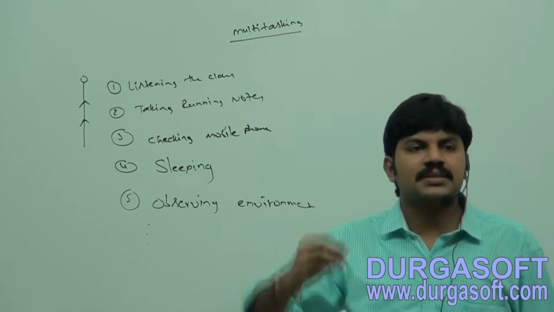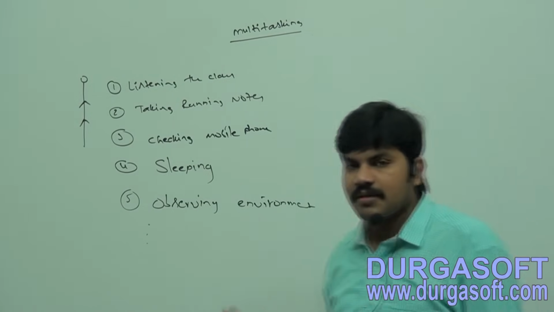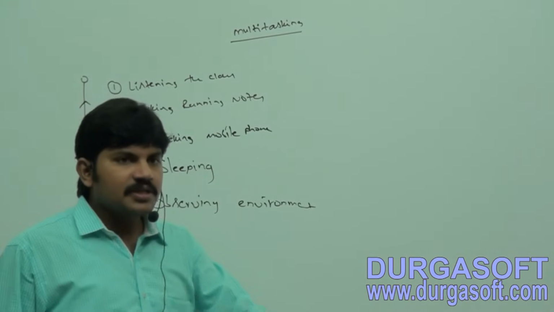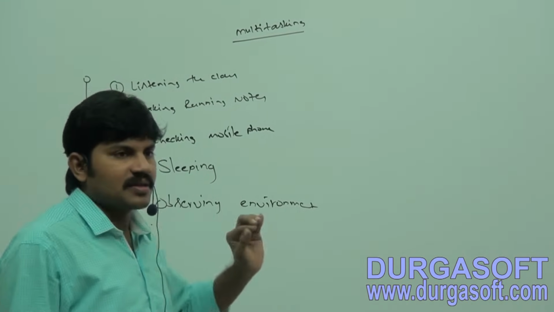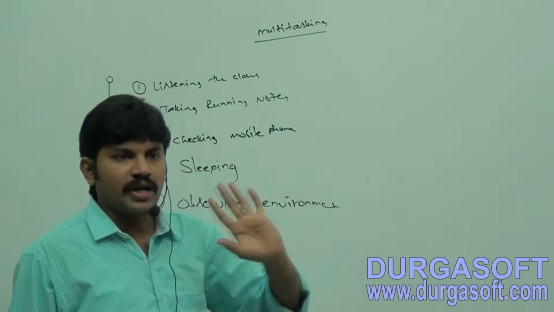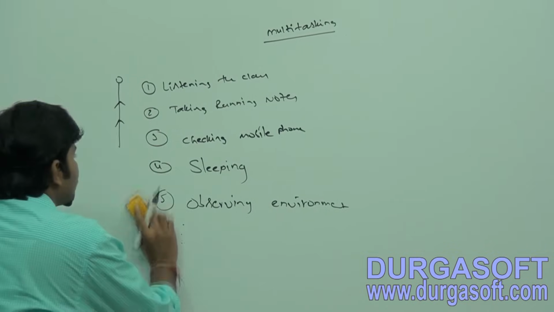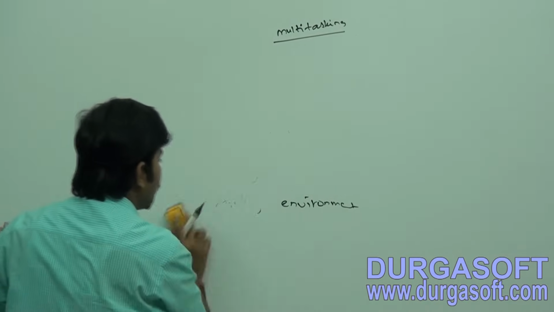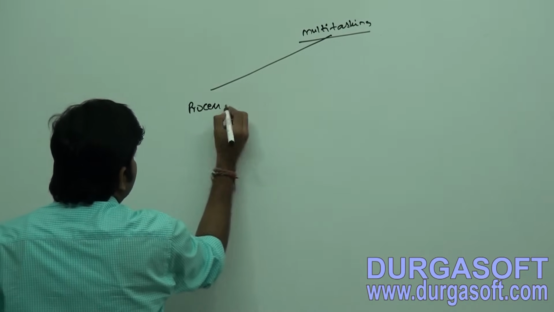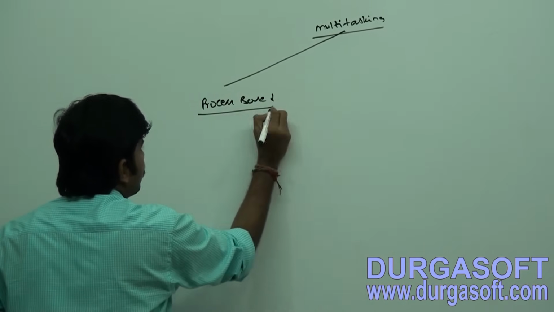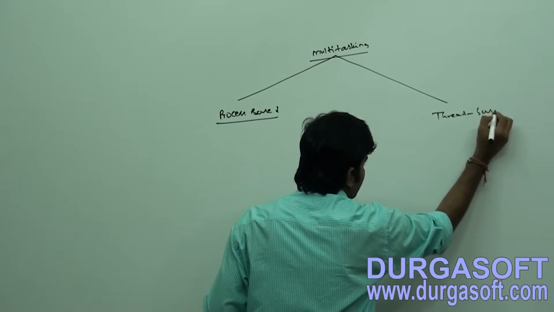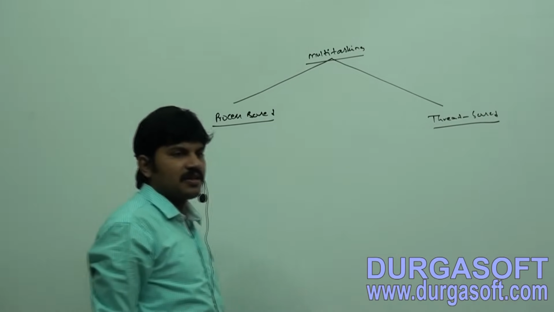Executing several tasks simultaneously is the concept of multitasking. Is it clear for all of you what multitasking is? Next, this total multitasking concept is divided into two categories. The first is process based multitasking, and the second one is thread based multitasking. There are two types of multitasking.